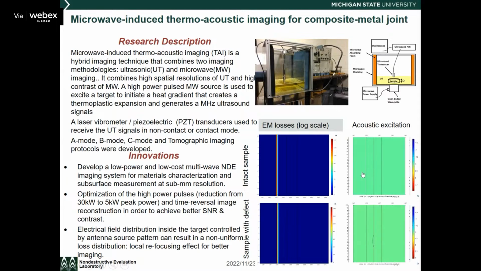So let's play the video. This is just a simple video. Of course, we already have more sophisticated 3D simulation tools to show that. But this is a simple 2D geometry. You can see the layer interface here with no defects, and with defects, you can of course capture that. Right. So the acoustic wave is generated by the microwave excitation on the material.